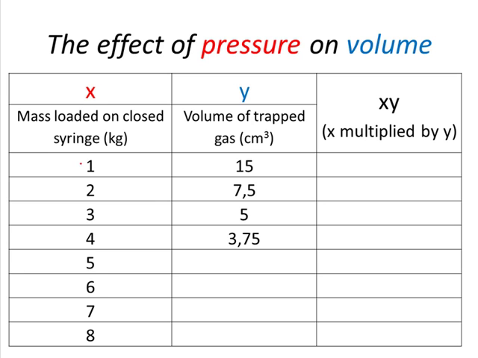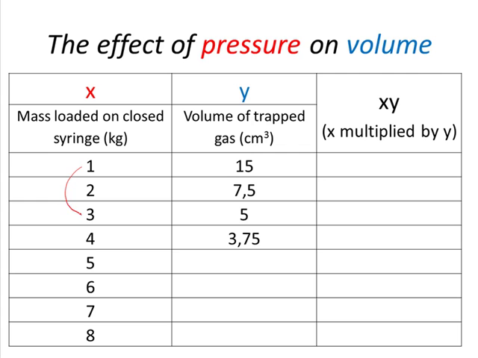So we can see that treatment 1 and treatment 2 differ in that we put double as much mass on the syringe in treatment 2 compared to 1. As a result, the volume of the trapped gas is half in treatment 2 than it was in 1. 1 times 2 equals 2. 15 divided by 2 equals 7,5.